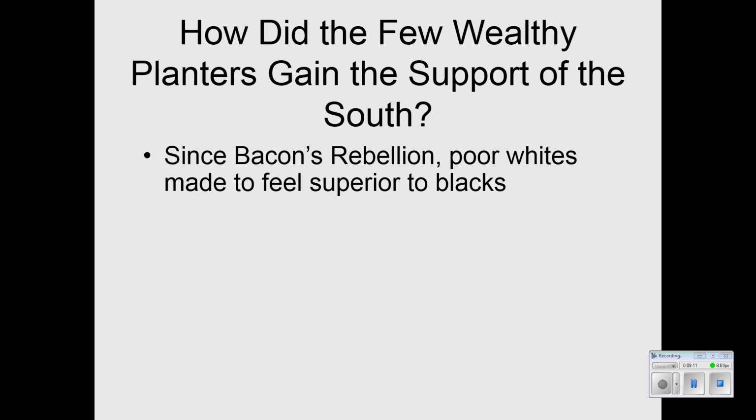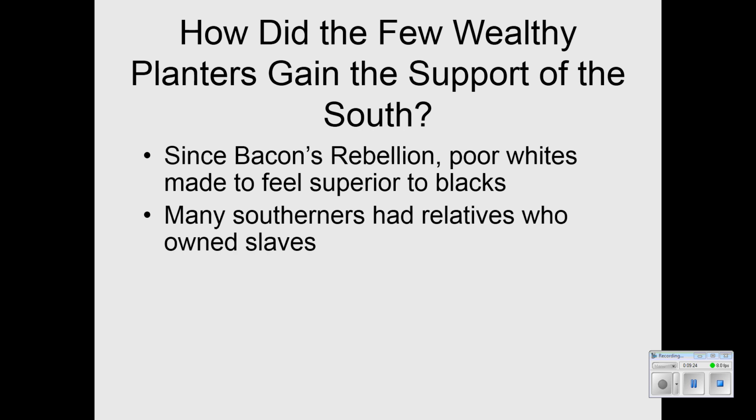And the same pattern that was established in Bacon's Rebellion continued. Poor whites were made to feel superior to blacks. And many of them, most of them, bought into this system of racial superiority, racial levels, hierarchies. A lot of Southerners also had relatives who owned slaves. So indirectly, they were invested in the system.